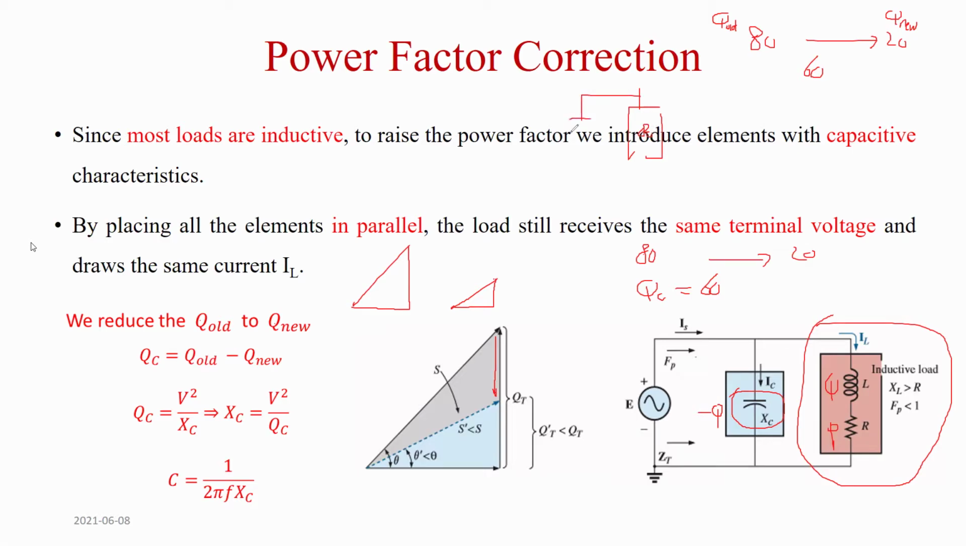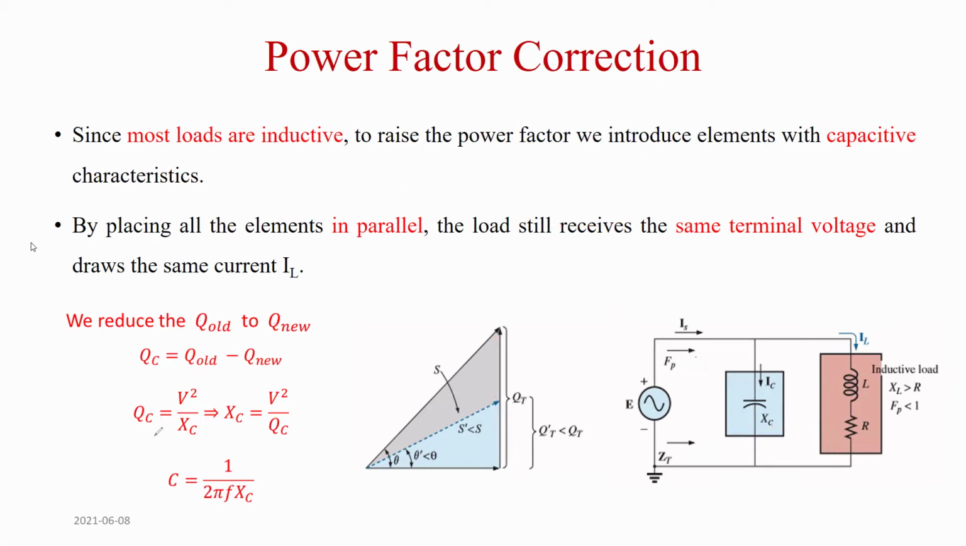You add the capacitor in parallel, it gives you 60, but it is negative because it's QC. Total together, these will be 20. So QC is 60, so it reduces 80 to 20. This is important. The value of QC is the difference between the old Q and the new Q.